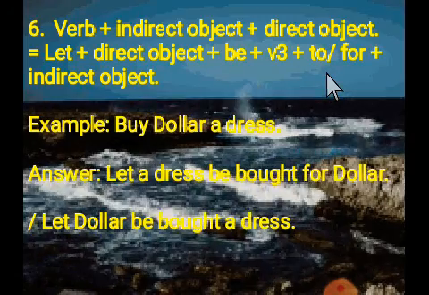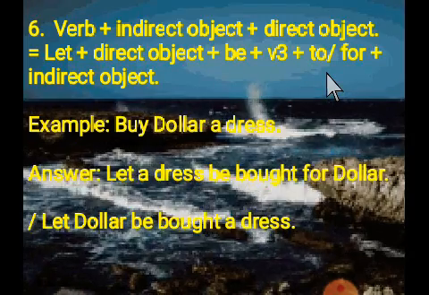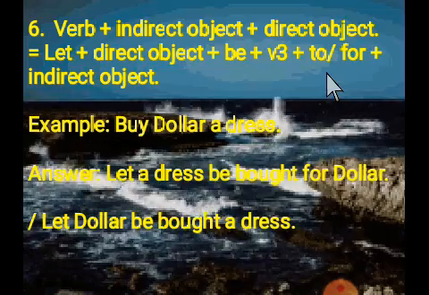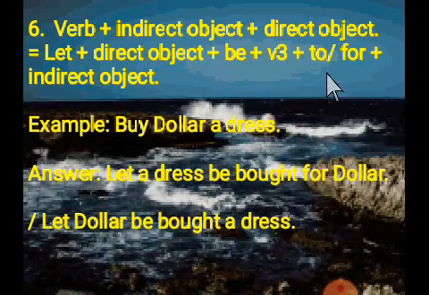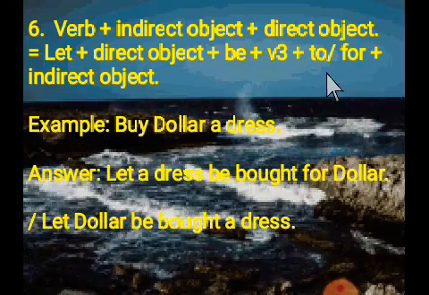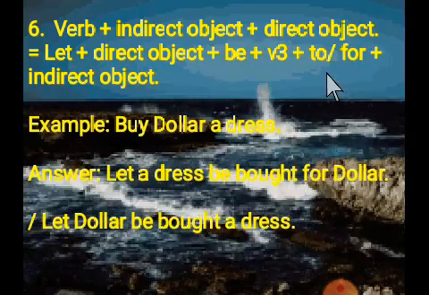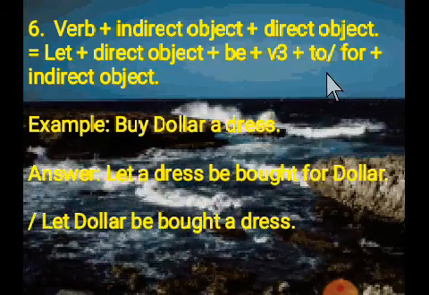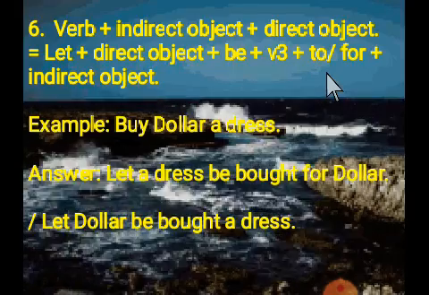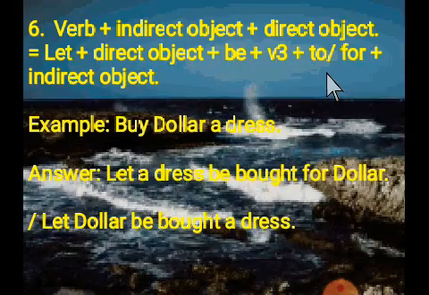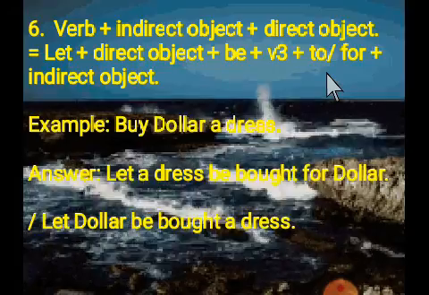Verb + indirect object + direct object = let + direct object + be + verb 3 + to or for + indirect object. Example: Buy Dollar a dress. Answer: Let a dress be bought for Dollar. Or: Let Dollar be bought a dress.